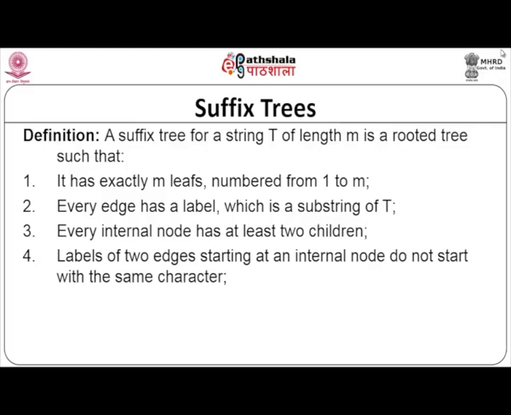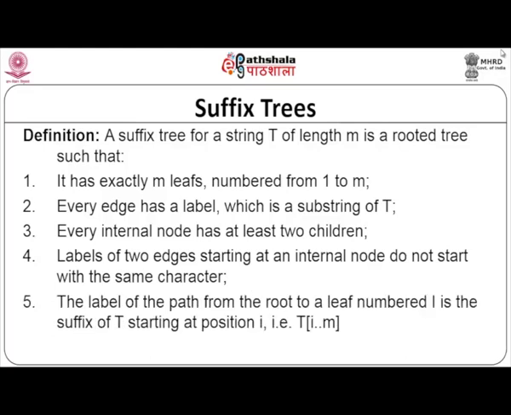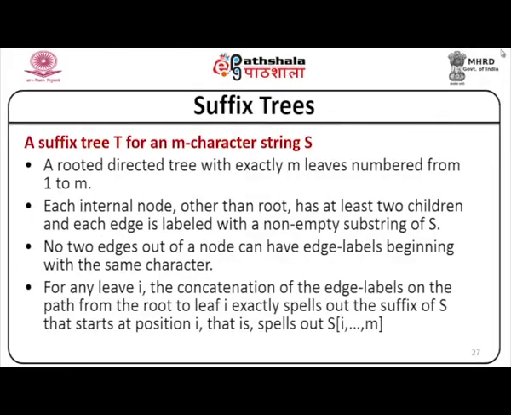Now let us look at this. The label of the path from the root to the leaf numbered i is the suffix of T starting at position i. So let us look at this. A suffix tree of an m-character string S is a rooted directed tree with exactly m leaves numbered from 1 to m.